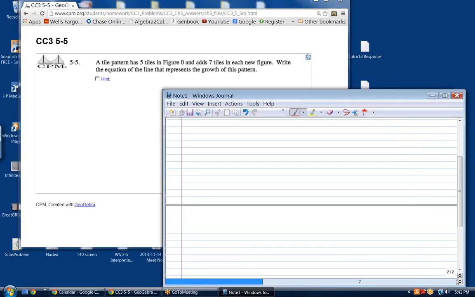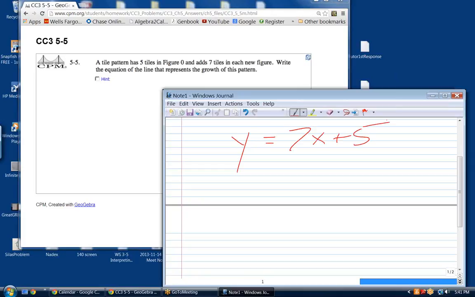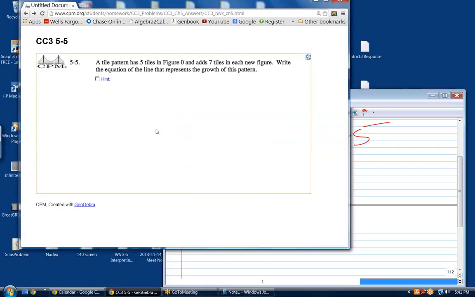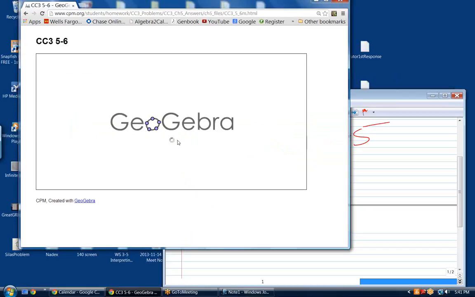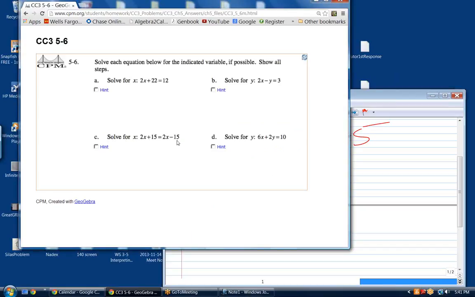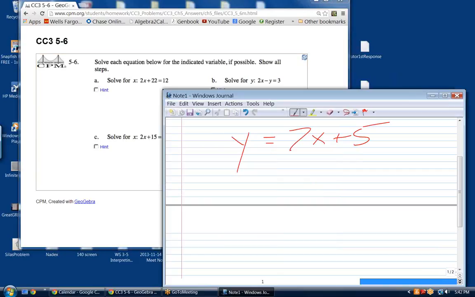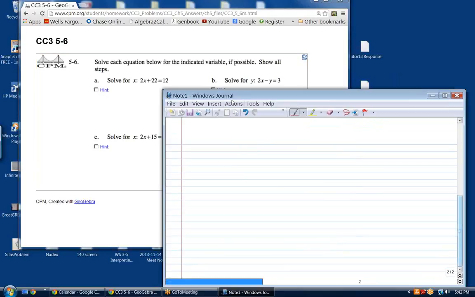Okay, so that equation would be y equals 7x plus 5. Good. Yeah. Okay. So, would you subtract 22? Yeah.